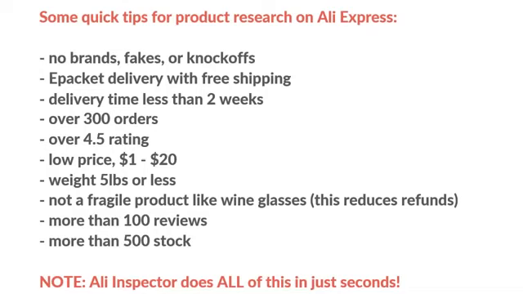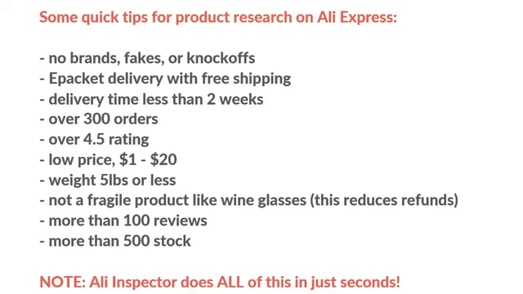Now when selecting products for your e-commerce store, here are some awesome tips that you can follow. You want to be looking for products that have no brands and are not fakes or knockoffs. For example, do not look for products that have, say, Nike on it. You also want to look for products that have ePacket delivery with free shipping. ePacket is an Asian-based shipping provider. And you also want to look for products whose delivery time is less than 2 weeks. How long does it take to get the actual product delivered?